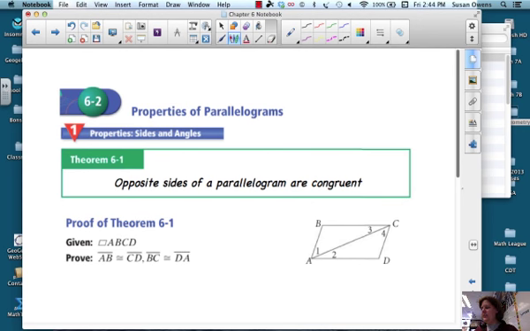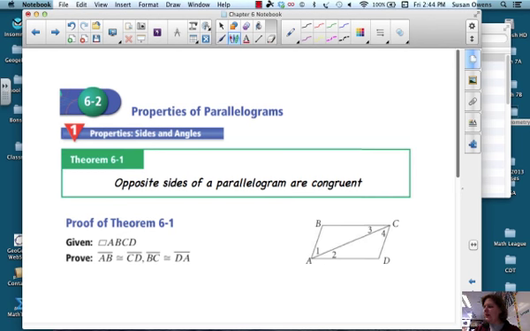Today's video is for Advanced Geometry Chapter 6, Section 2, Properties of Parallelograms. So what we're going to learn today is four theorems that deal with parallelograms, and then in Section 3 we're going to learn converses of some of those theorems.